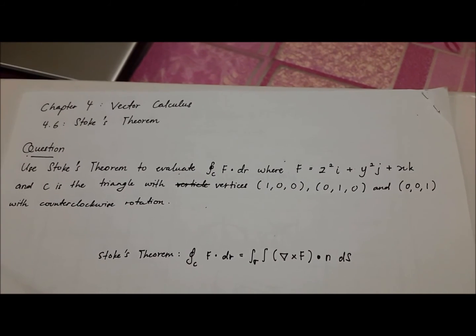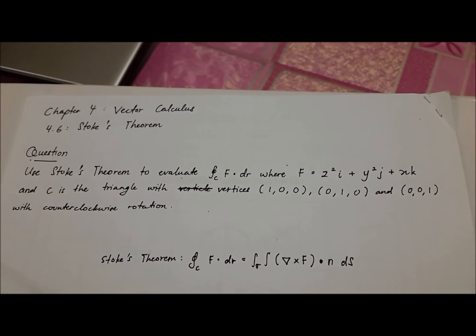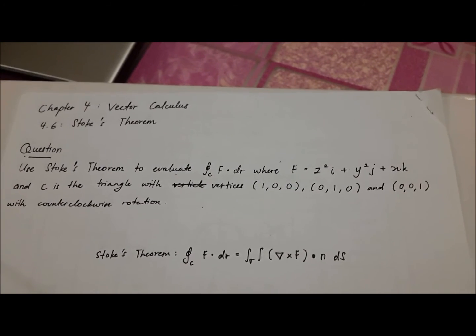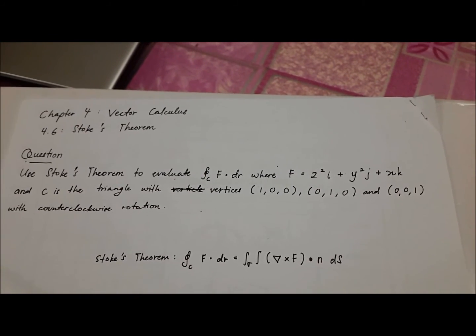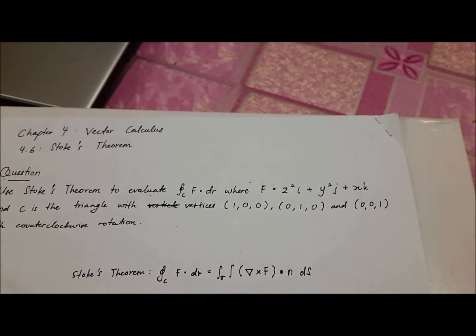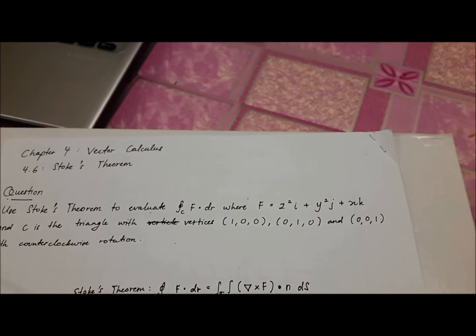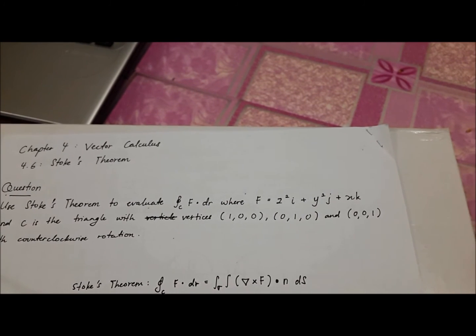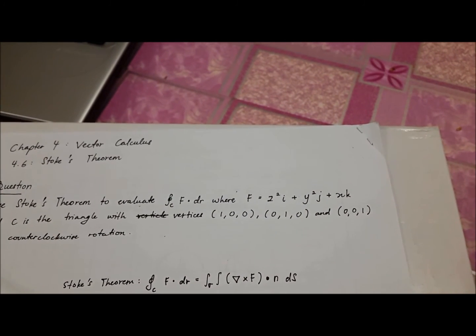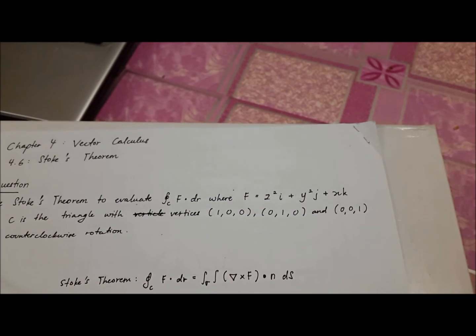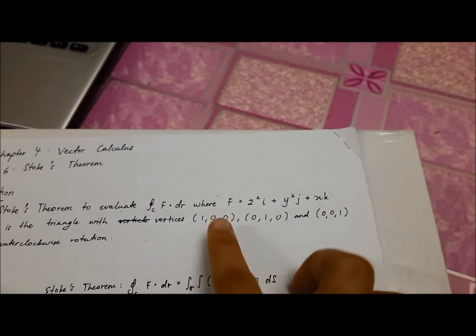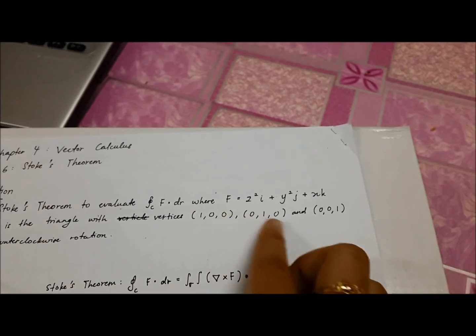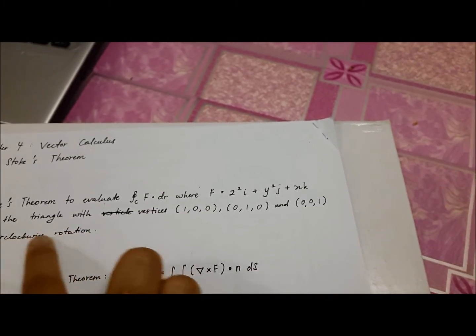I'm going to present a question from Chapter 4, Vector Calculus, subtopic Stokes Theorem. The question is, use Stokes Theorem to evaluate the integral of F dot dr where F equals z square i plus y square j plus x k, and C is the triangle with these vertices in counterclockwise rotation.